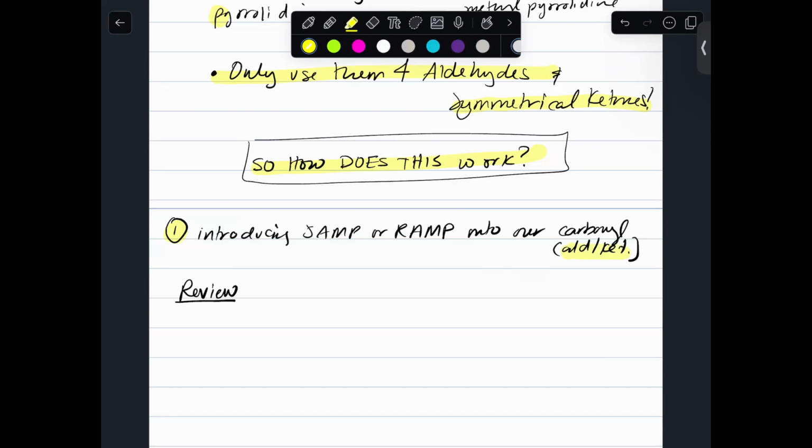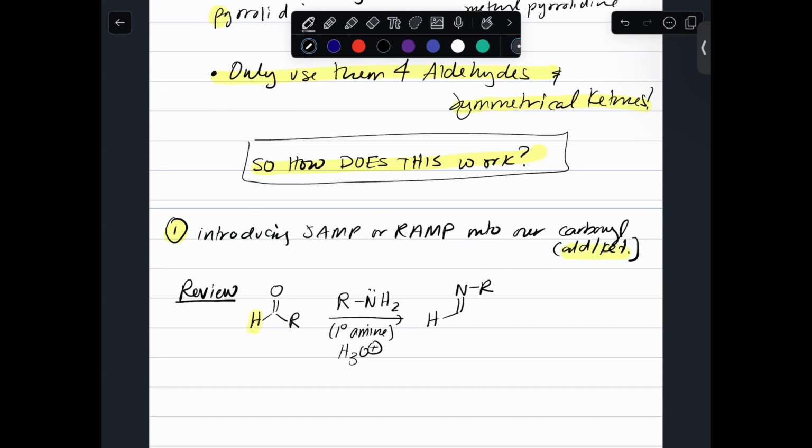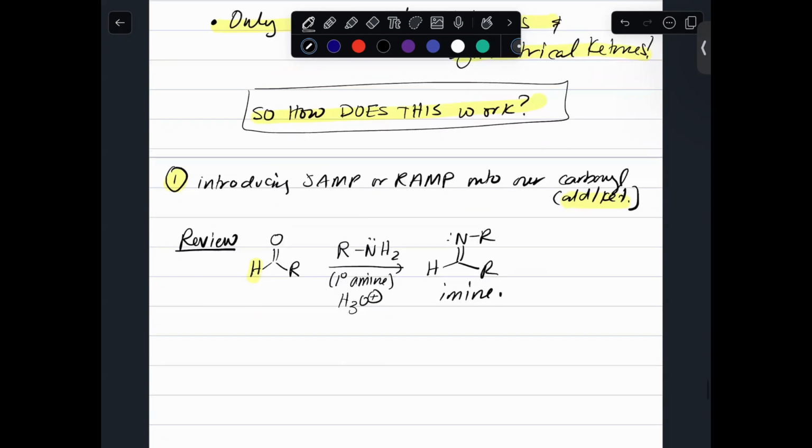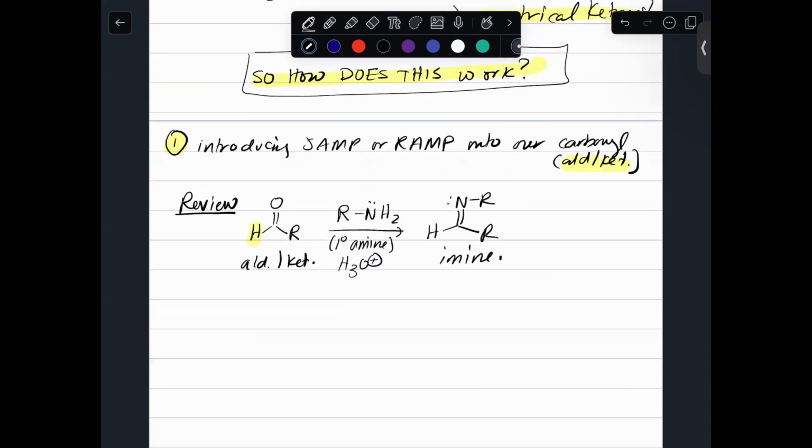In Chem 124, your second semester, you learned, and I'll use an aldehyde, that in the presence of a primary amine and an acid source, you always formed what's known as an imine. And this is again specific to aldehydes and ketones. Same thing occurs in this case. I am going to use the SAMP example, but of course this happens with RAMP as well. I'm going to use an aldehyde.